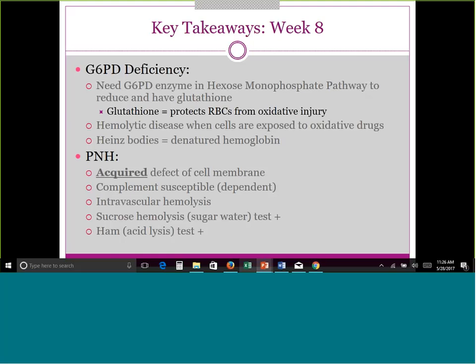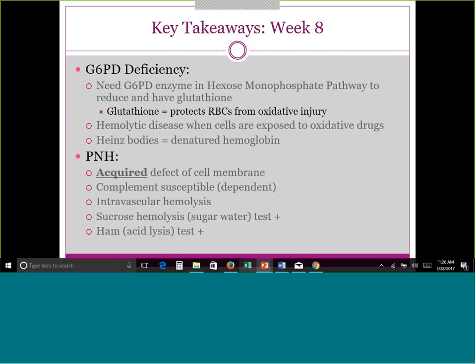Paroxysmal nocturnal hemoglobinuria, otherwise known as PNH. This one is an acquired disorder. A lot of what we discussed in that chapter was inherited, but this was definitely acquired. There's some defect in the cell membrane that gets acquired in the red cells. As a result, complement tends to target them and destroy them.